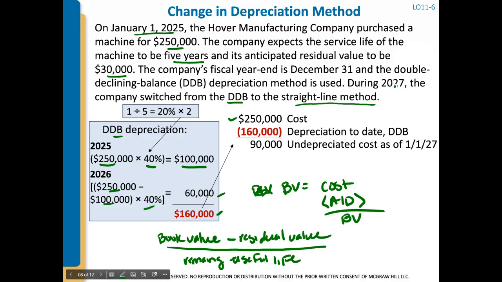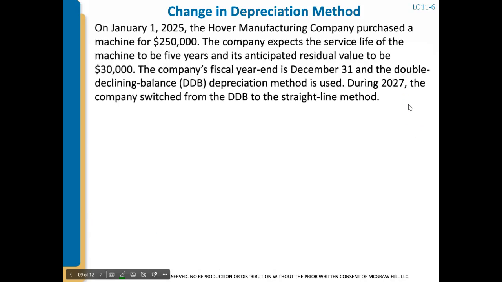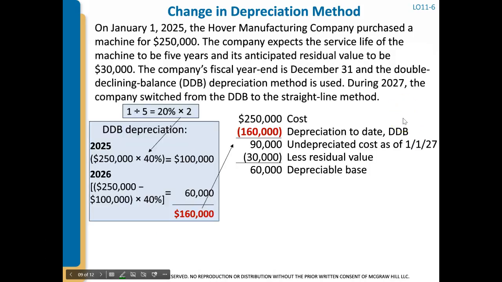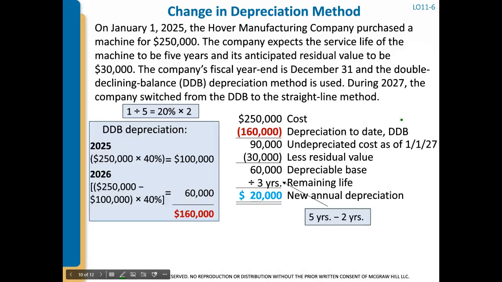So our cost is $250,000, and our accumulated depreciation is $160,000. So our book value on the date that we want to make the switch is $90,000. Here it says undepreciated cost as of 1/1/2027. That's the same thing as book value. So I said book value minus residual value. You take that $90,000 minus the residual value, and your depreciable base is $60,000.